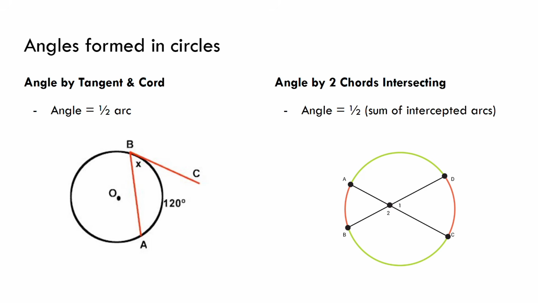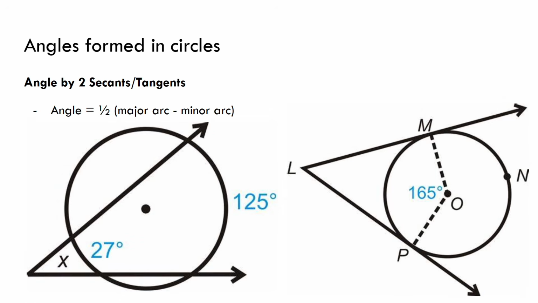For an angle formed by 2 chords that are intersecting, the angle is equal to 1/2 the sum of the two intercepted arcs. An angle formed by two secants or tangents: on the left you have the two secants, and on the right you have the two tangents. The angle is equal to 1/2 the major arc minus the minor arc, or it could just be the bigger arc minus the smaller arc.